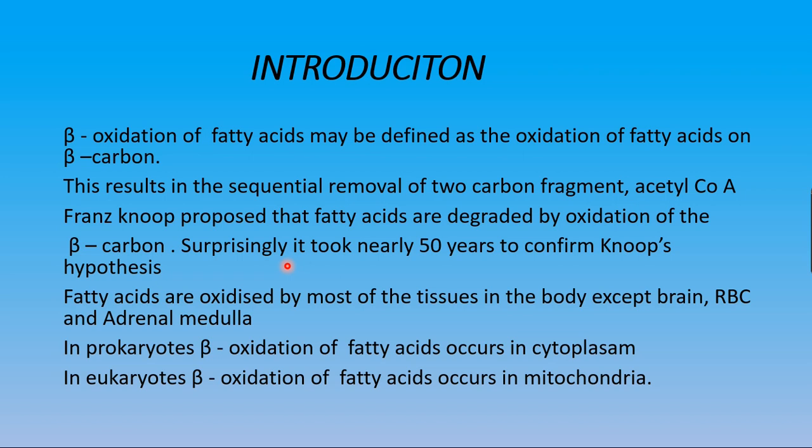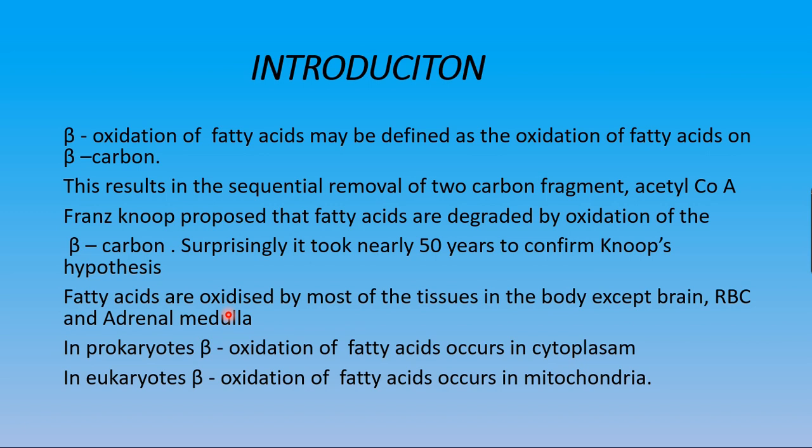But surprisingly, it took nearly 50 years to confirm Knoop's hypothesis. The fatty acids in the body are mostly oxidized by the beta oxidation process. These fatty acids are oxidized by most of the tissues in the body, that means all the tissues of the body except brain, RBC, that is red blood cells, and adrenal medulla. Except these, the other body tissues have fatty acid oxidation.